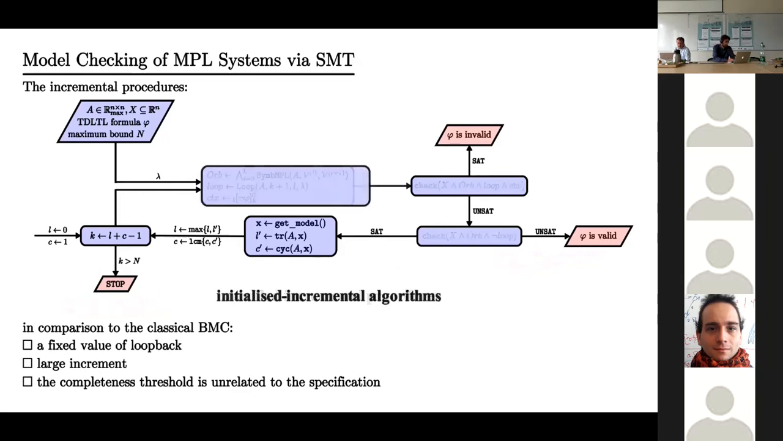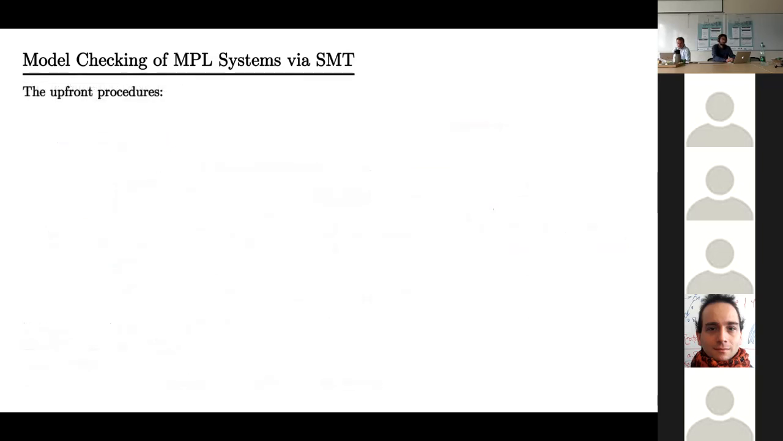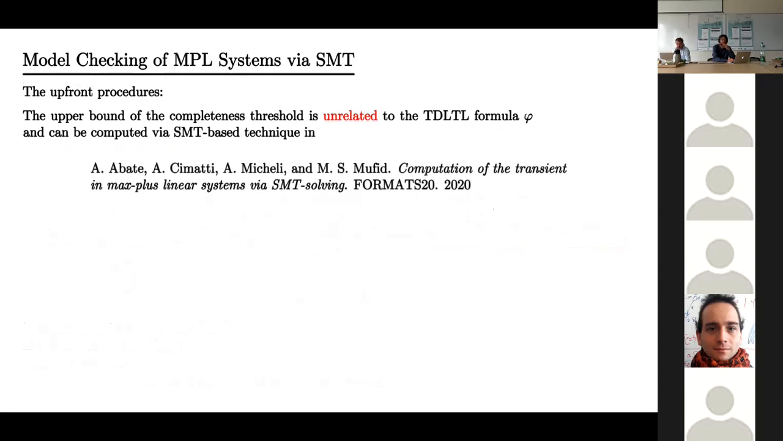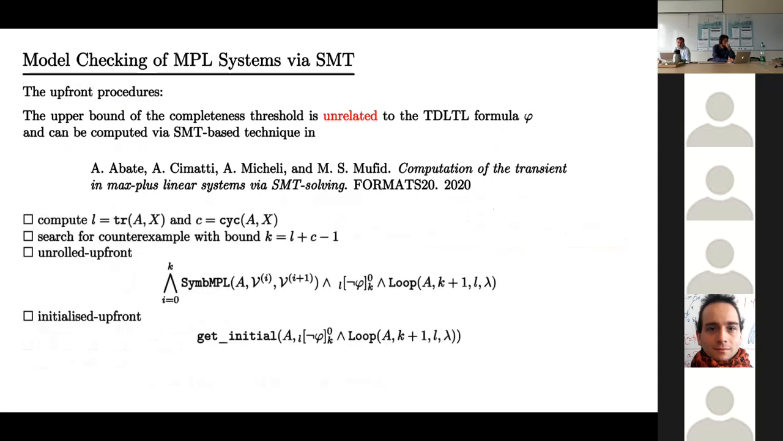The initial version, which we call initial incremental procedure, only differs in how we generate the looping constraint and counterexample. Also, we don't need to generate the formula representing the orbit of the MPL system. The second method is called upfront procedure, where we only need to search for the counterexample with respect to the completeness threshold. In our recent paper, we provide the algorithm to compute the transient and cyclicity of an MPL system via SMT solving. The procedures are then called unroll upfront and initialize upfront.